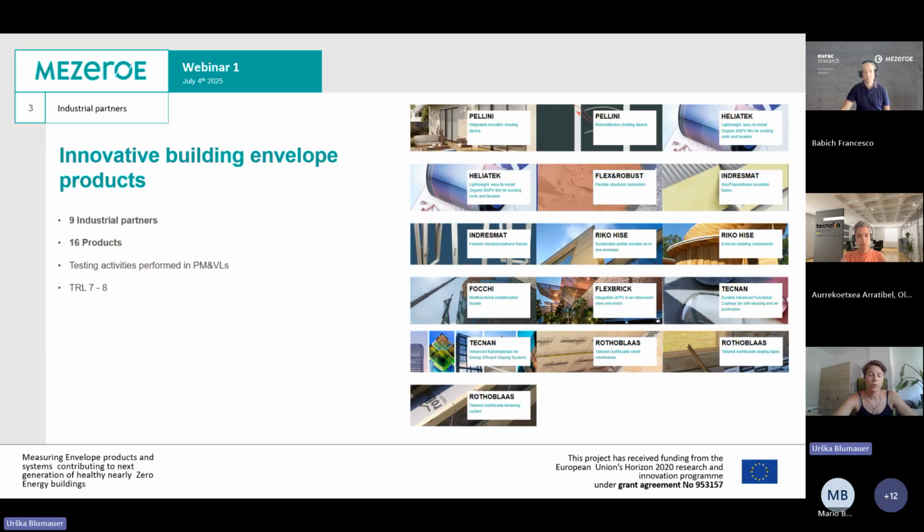Within the project, there are also several industrial partners that are producing innovative building envelope products. So in particular 9 of them. They have 16 different products. You can see them on the right side of your screen. And they all have been tested within the PMVLs that Olaya mentioned before. So they were already tested in laboratory, and now we are in the phase of testing these products in real buildings. This means that the products are already reaching TRL of 7 to 8.